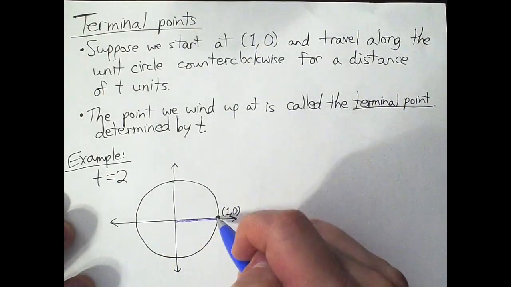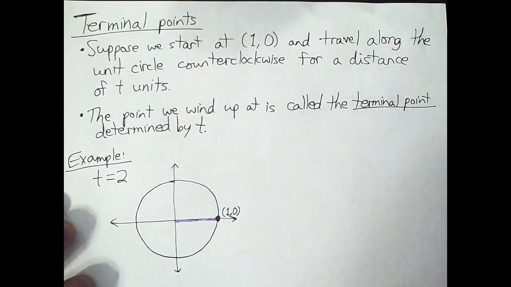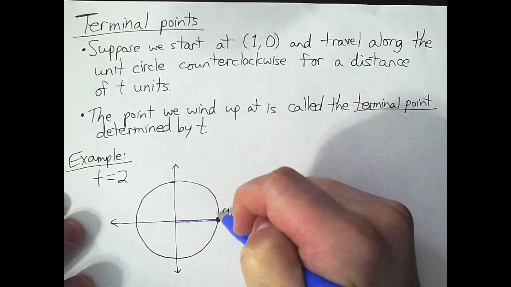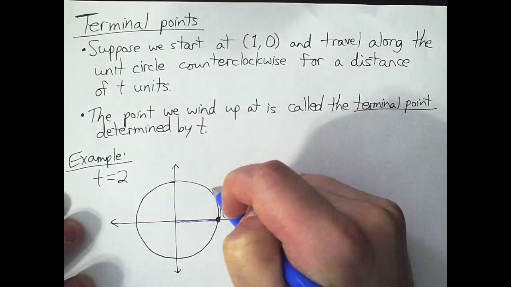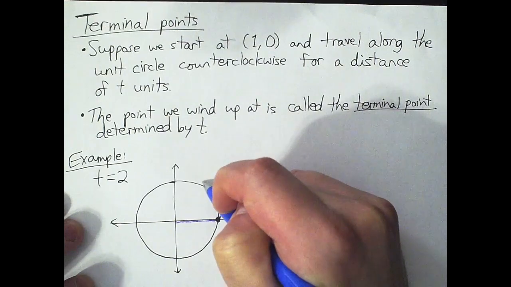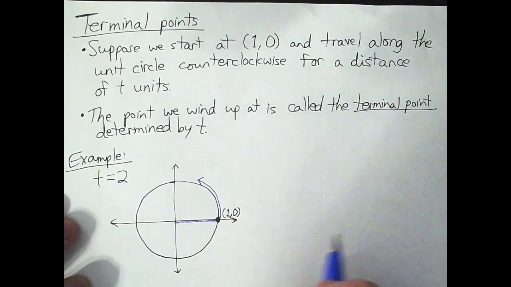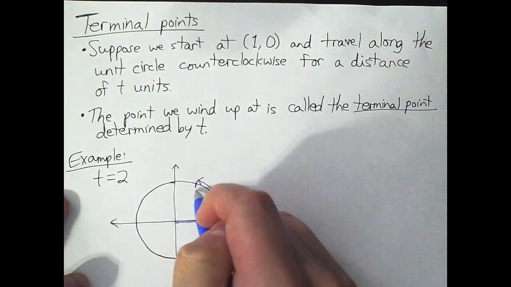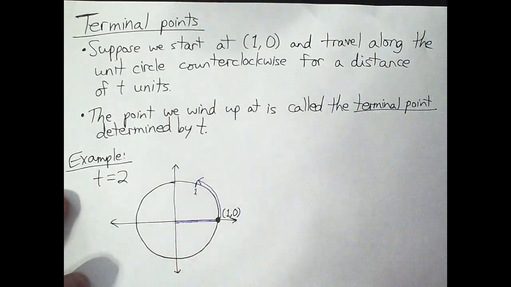So what would it look like to go around this curve for a distance of 2? How about we try to go a distance of 1 first? How about I go like that, maybe? Maybe that's about a distance of 1. Here, I'm going to put a little mark there and say that that's what happens if I've gone 1 unit.